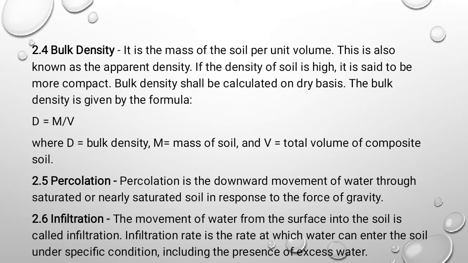Bulk density is the mass of the soil per unit volume, and this is also known as the apparent density. If the density of the soil is high, it is said to be more compact, and bulk density shall be calculated on the dry basis.